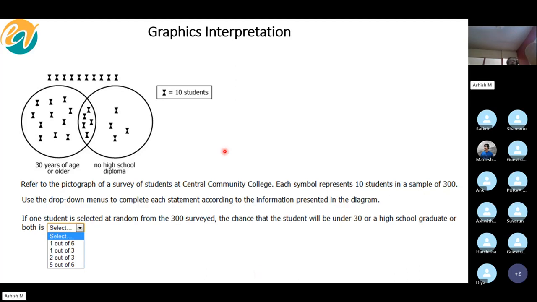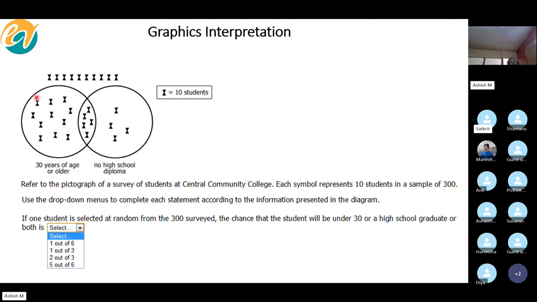So notice it clearly mentions that each of the symbols represents 10 students in a sample of 300, which means a total of how many such symbols are there? 30. Very nice. Correct. Because each symbol represents 10 students and there are a total of 300 students who are represented.